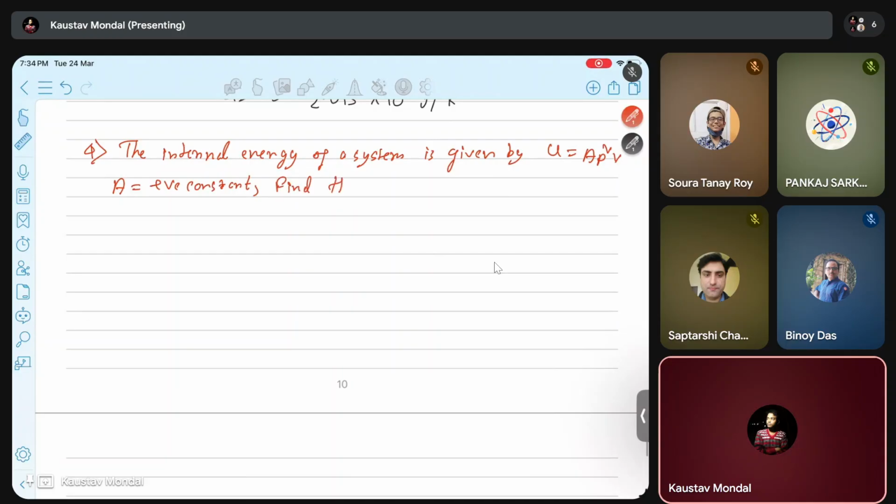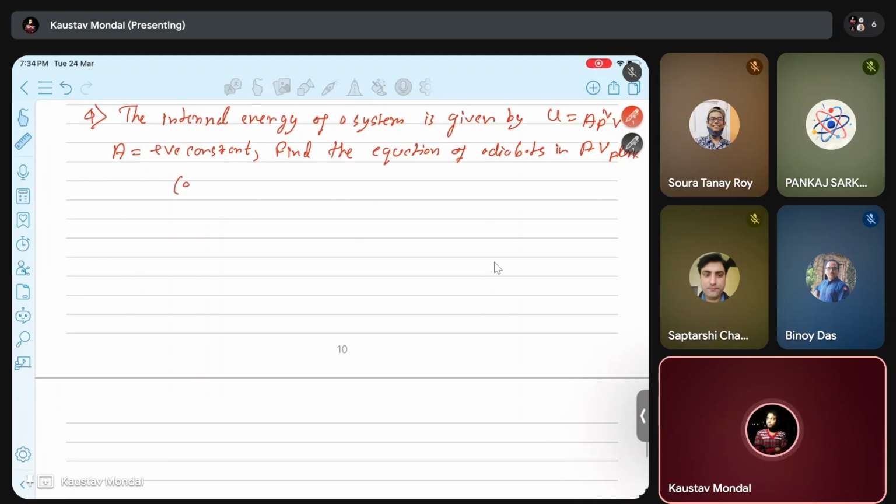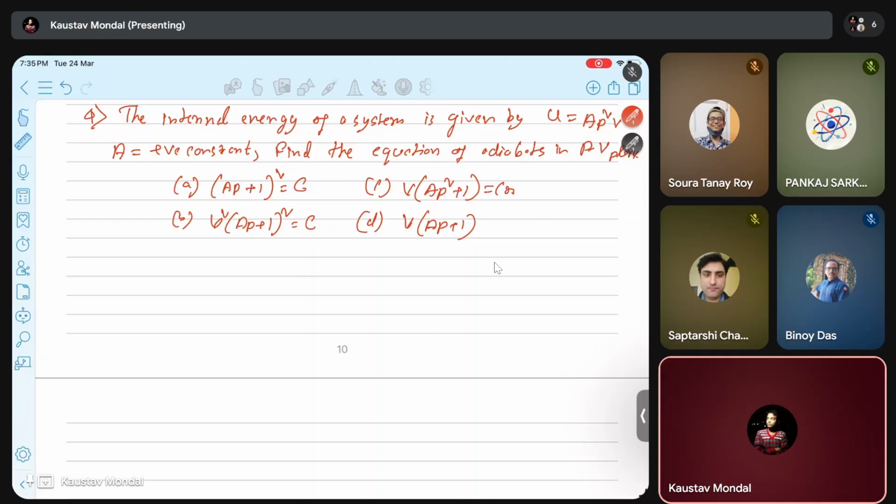Find the equation of adiabats in the PV plane. The options for the equation are given. Option A is A P plus 1 whole square equal to constant. Option B is B square into A P plus 1 whole square equal to constant. C is B by A P square plus 1 equal to constant. And option D is B into A P plus 1 whole square equal to constant.